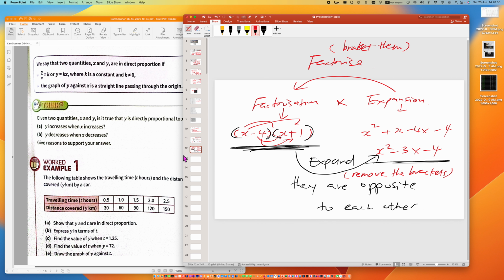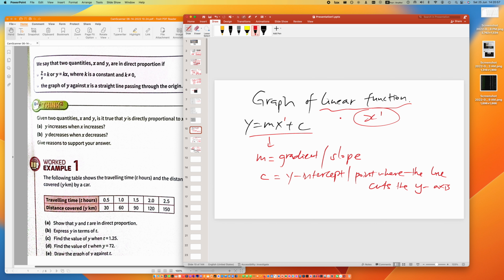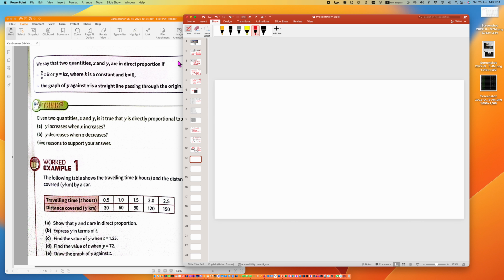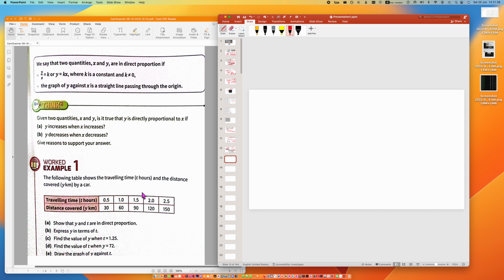So now, this is a quadratic function, x to the power of 2, x squared. This is a linear function, x to the power of 1. Okay? So today, we will talk about an extension of graph. Actually, this concept is called proportionality. Can you see the proportionality? And by the way, we have talked about this concept before, right?